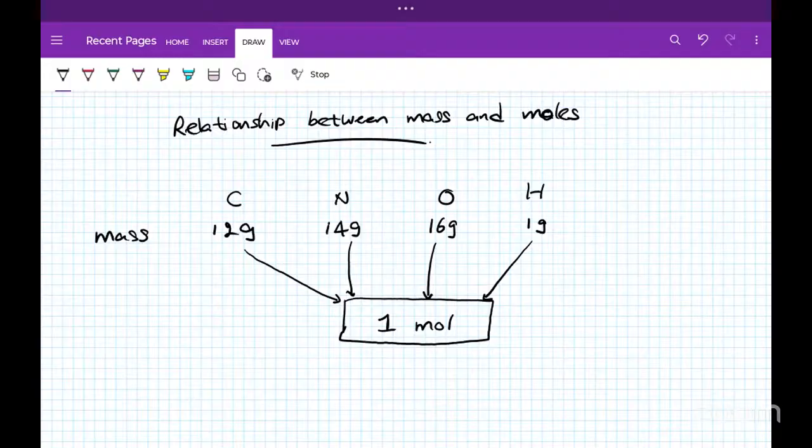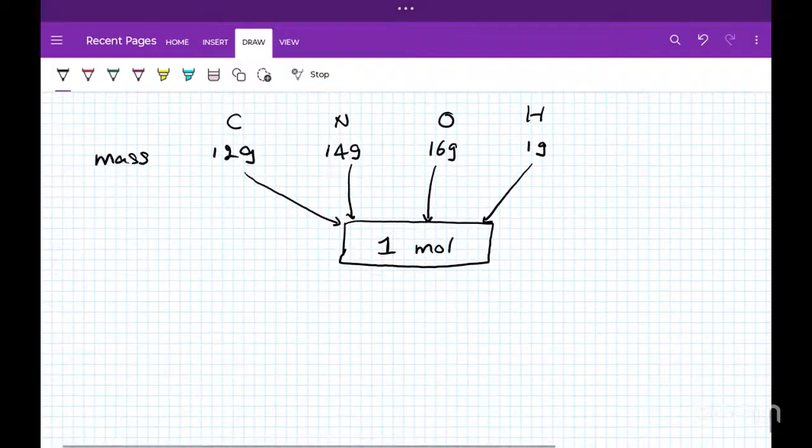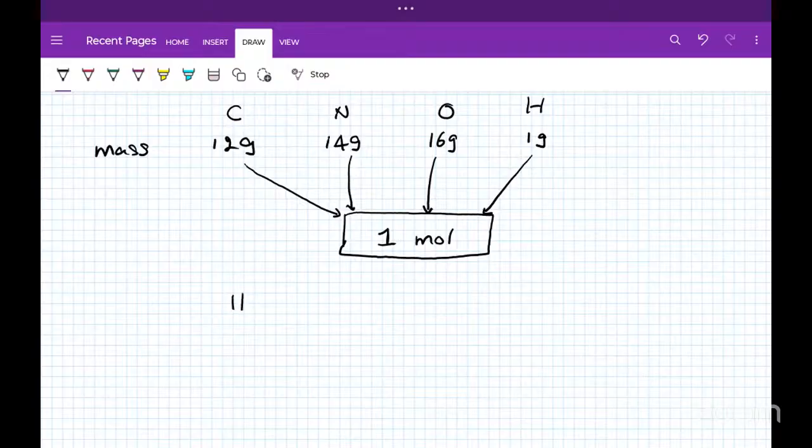So if this can be applied for relative atomic mass, it can be applied for relative molecular mass as well. For example, you take H2O, carbon dioxide, or let's say NO2. You take the relative molecular mass in grams, then you are taking exactly 1 mole of that molecule, 1 mole of that compound.